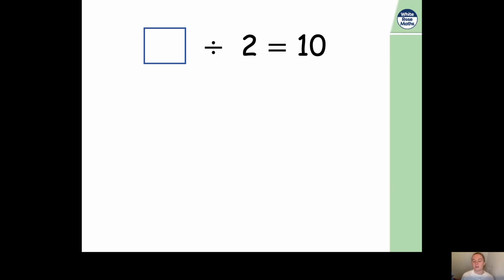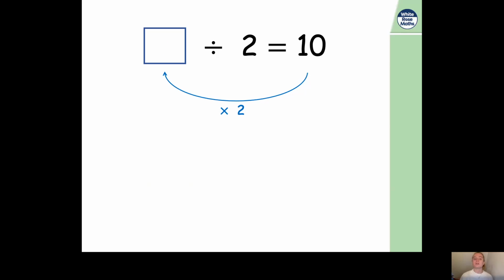Okay, year 2. So I'm going to use the multiplication method. So I'm going to multiply, because it was divided by 2, I'm now going to multiply it by 2. So 10 multiplied by 2. Well, shall we count up in steps of 2 together 10 times to work this out? So 2, 4, 6, 8, 10, 12, 14, 16, 18, 20. Stop, we've done 10 steps, and what did we get to?